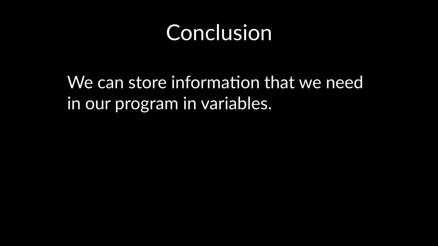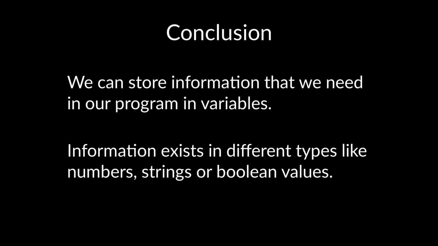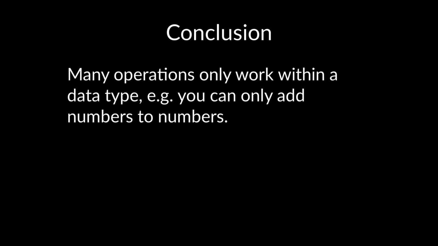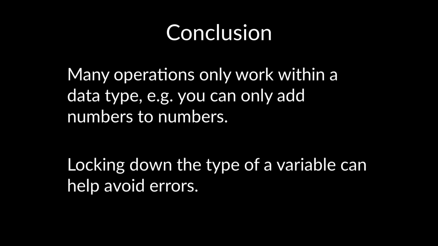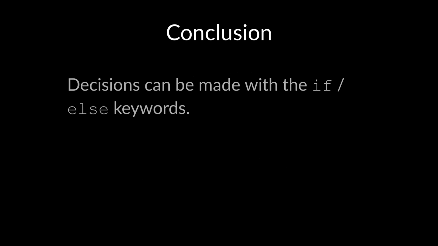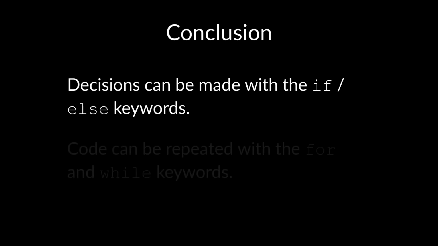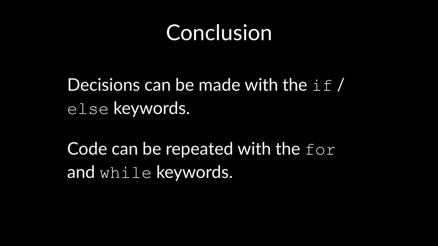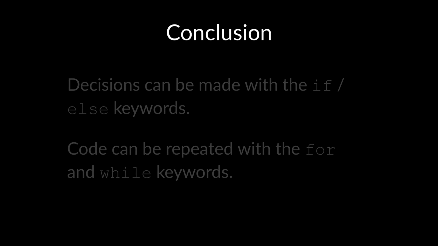We learned that we can use variables to store information so that we can keep track of things and don't need to repeat ourselves. We also learned that there are different types of information, like strings, numbers, or Boolean values, and that these types sometimes need to be converted in order to work with each other. And we learned that we can lock down the type of a variable so that we get early feedback from our editor when we try to combine variables that are not compatible with each other. Finally, we learned how we can make decisions with the if and else keywords, and how we can repeat code using the for and while loops.